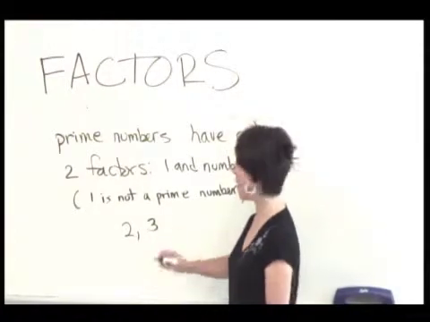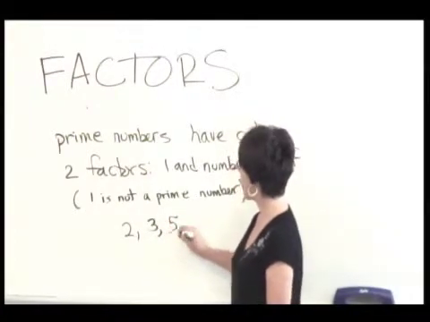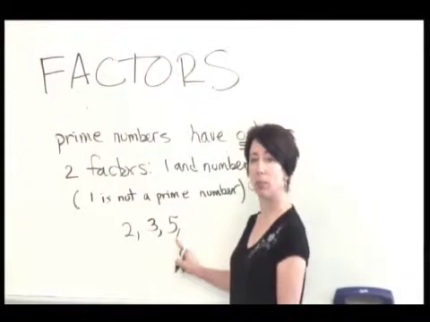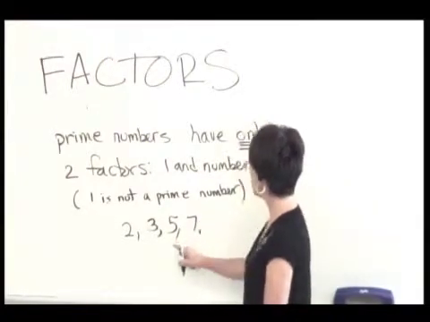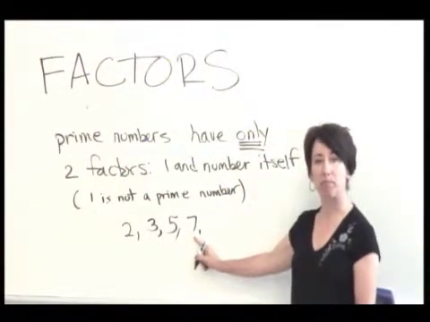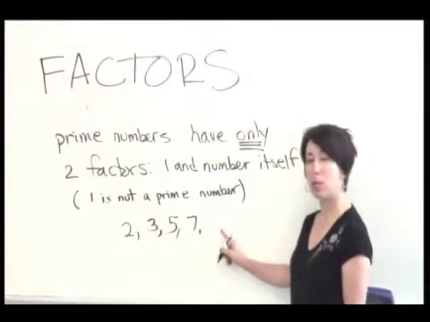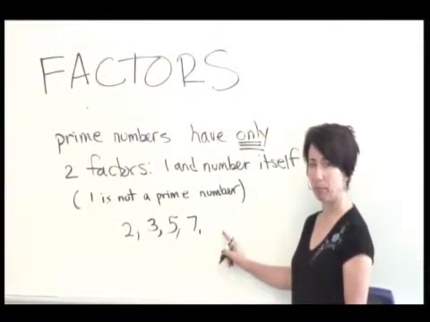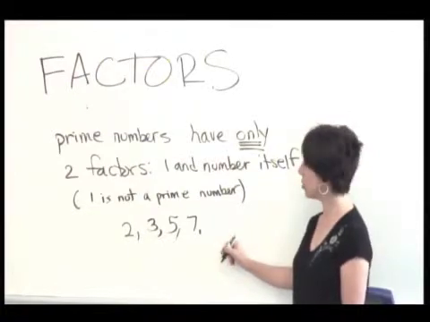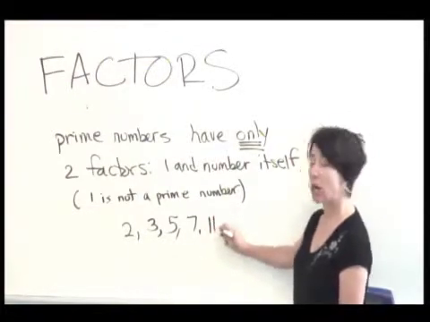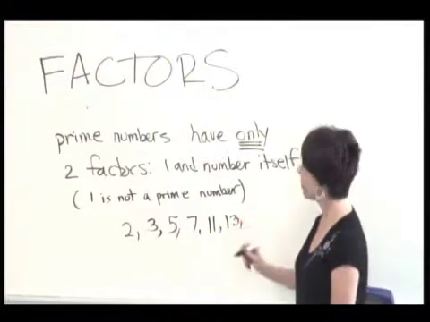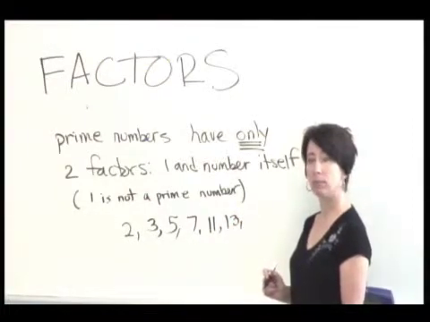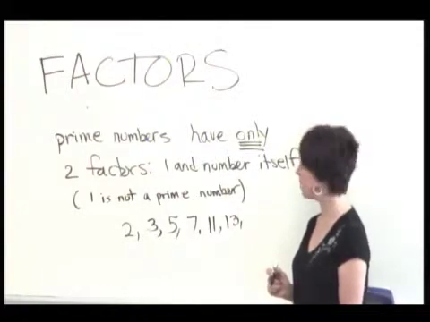1 and 3 are the only factors of 3. 1 and 5 are the only factors of 5. 1 and 7 are the only factors of 7. The next odd number is 9, but it's not prime because it has a factor of 3, so it has more than 2. 11 is a prime number. 13. 15 is not, because it has a factor of 3 and 5, as well as 1 and 15.